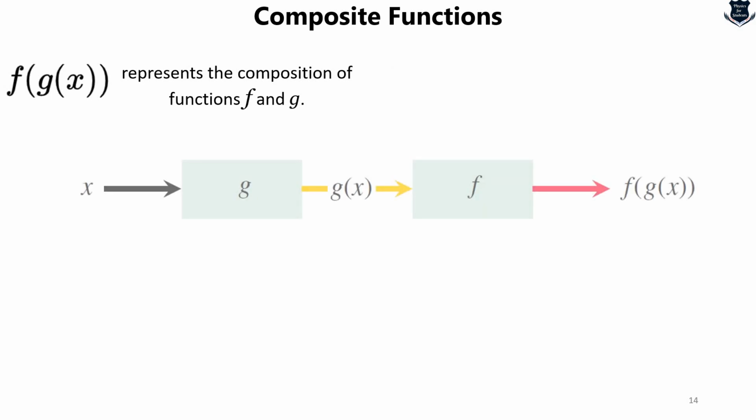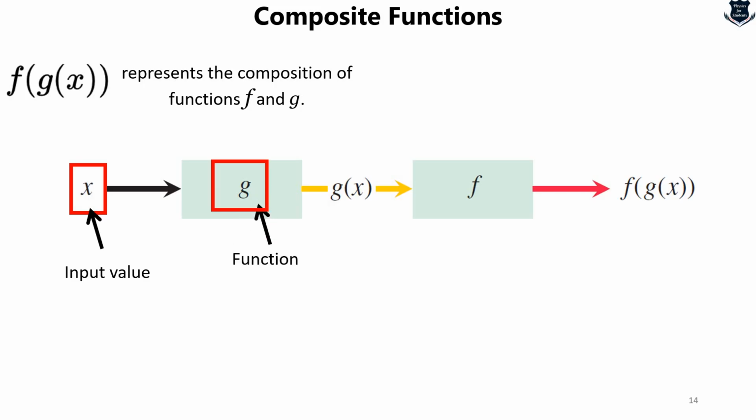So f of g represents the composite of functions f and g, which is this kind of pictorial representation. Now let me tell you what it actually shows. It shows the composite function, but it also shows you how you can compute it. We first start with the input value denoted by x. Then the input value is first fed into the function g. This function processes the input and produces an output, which is labeled g of x.